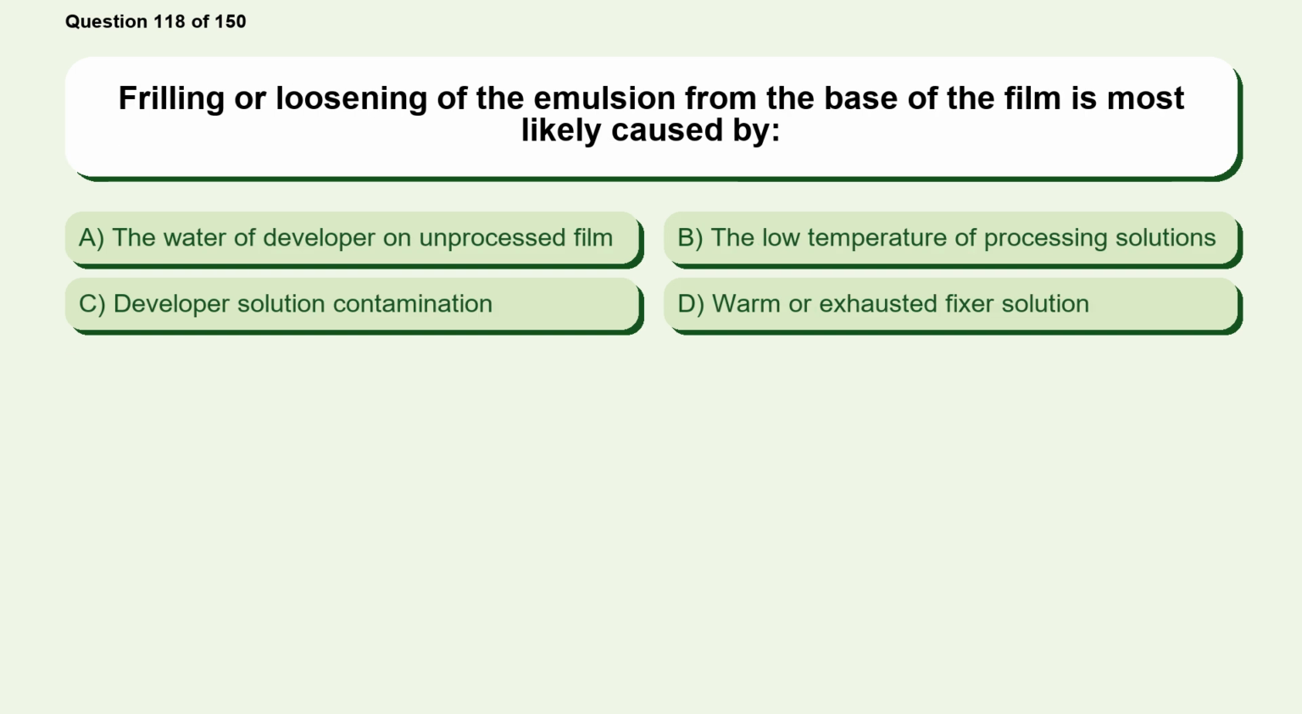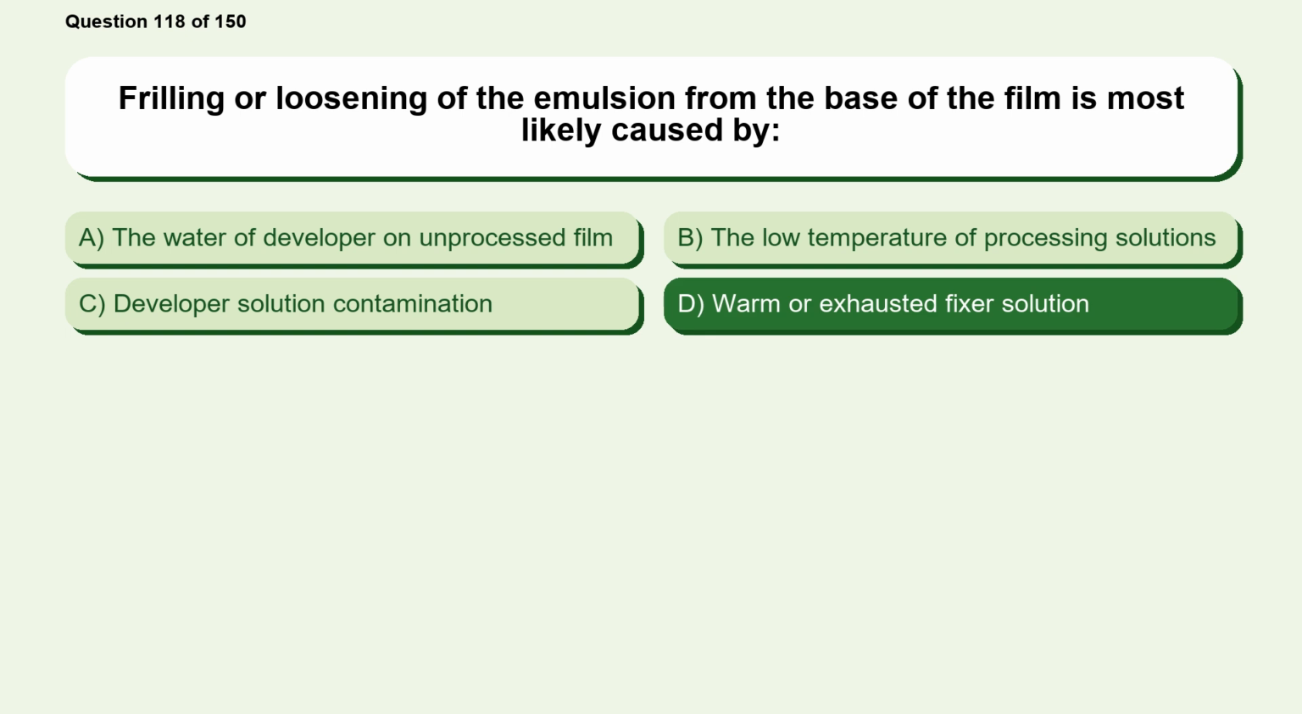Question 118. Frilling or loosening of the emulsion from the base of the film is most likely caused by Option A, the water or developer on unprocessed film. Option B, the low temperature of processing solutions. Option C, developer solution contamination. Option D, a warm or exhausted fixer solution. The correct answer is Option D, warm or exhausted fixer solution.